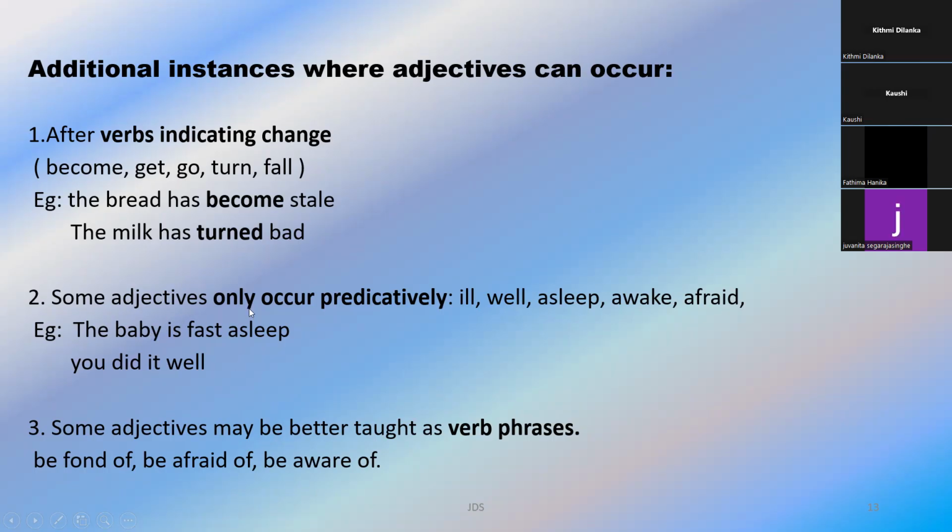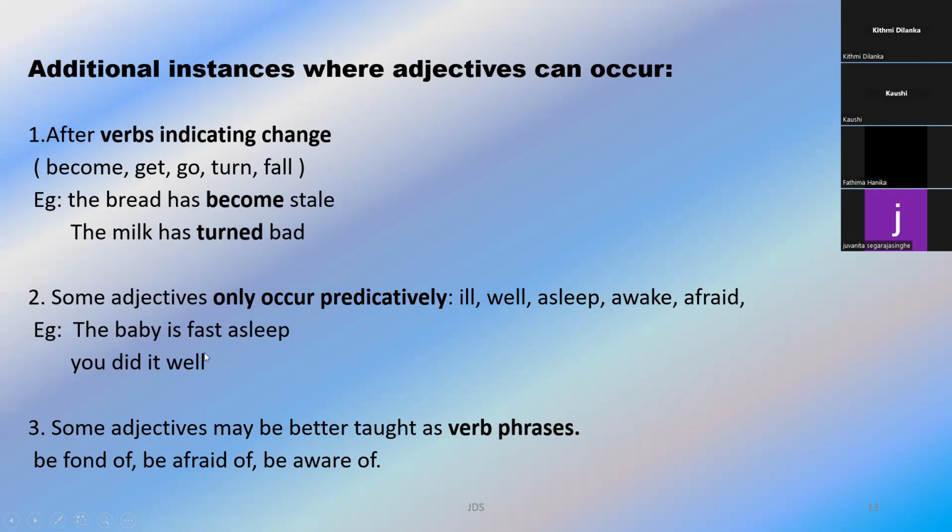Some adjectives only occur predicatively, so they can't be used in attributive function. So you better remember these adjectives, at least a few. The baby is fast asleep. What is the adjective over here? Is it fast or asleep? Which one is the adjective? Asleep. Asleep, right?